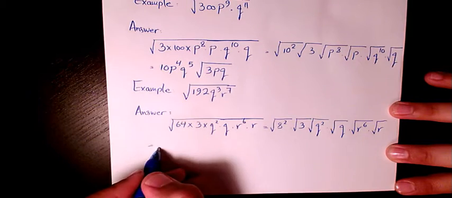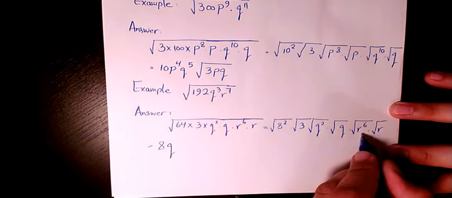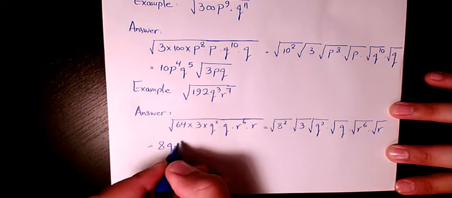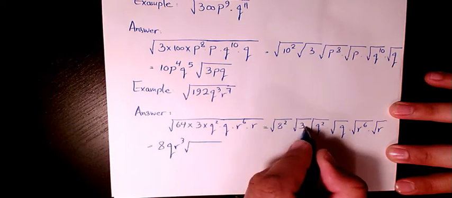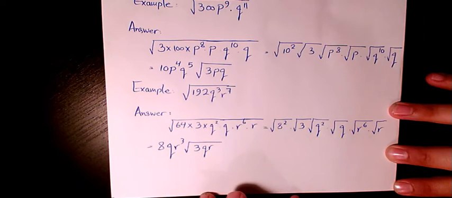That makes it 8 q, and this one is going to be r to the power of 6 divided by 2, which is r to the power of 3, times the square root of 3qr. That's the final answer.